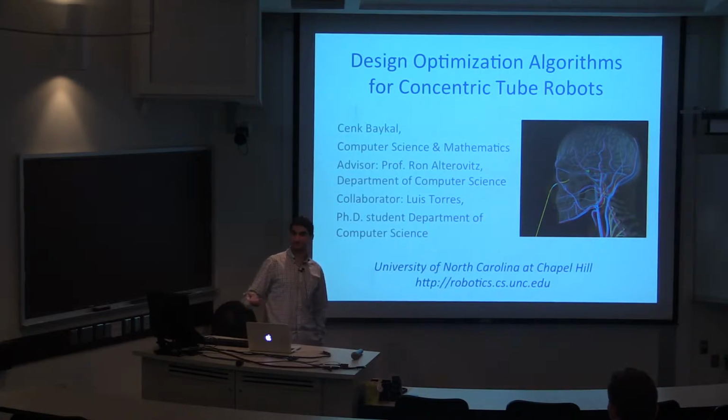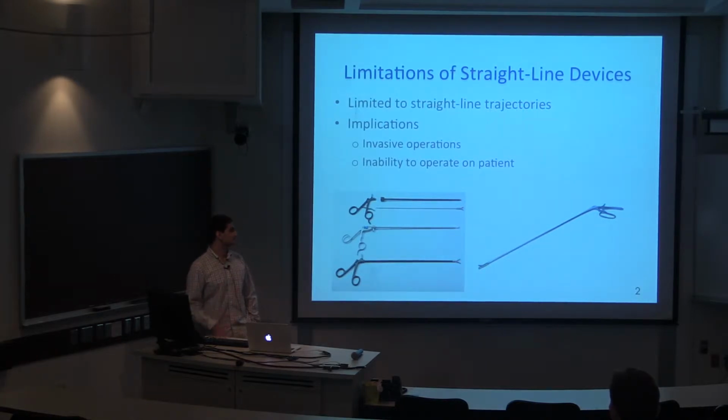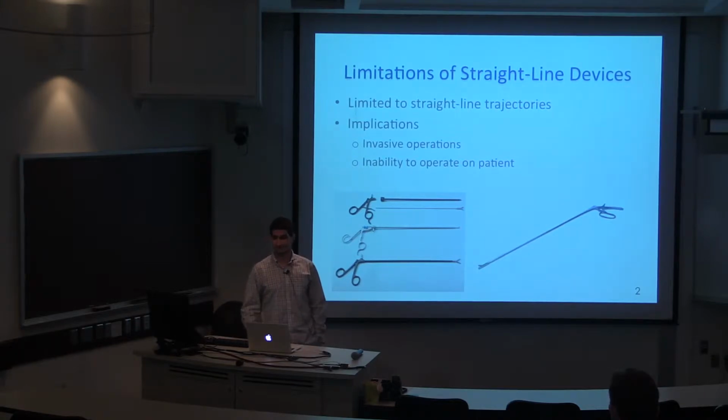So before delving into design optimization algorithms, we might want to consider what a concentric tube robot is and why we should use it in the first place. So the motivation for these robots comes predominantly from the fact that traditional surgical tools are typically straight-line devices, meaning that they're limited to straight-line trajectories. And this straight-line limitation has some severe implications during surgery.